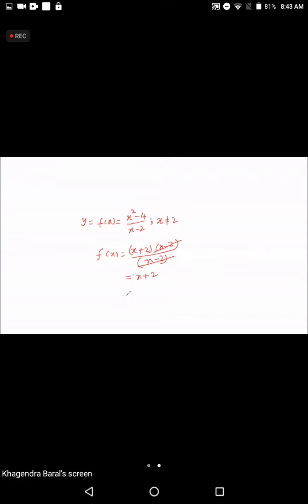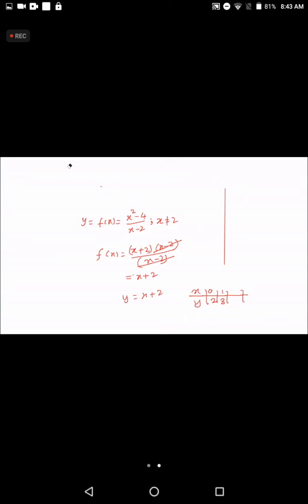To draw the graph of y is equal to x plus 2, we again prepare the table of values of x and y. Let us take the values: when x is equal to 0, y is equal to 2; x is equal to 1 gives y is equal to 3; and x is equal to 2 gives y is equal to 4. You can plot these points in the graph to get its graph. But be sure that x is not equal to 2. I'm writing here 2, but x is not equal to 2. It is clearly given, so we don't write x is equal to 2.